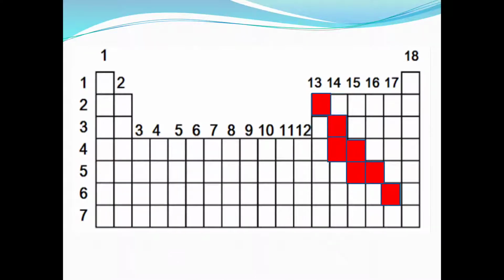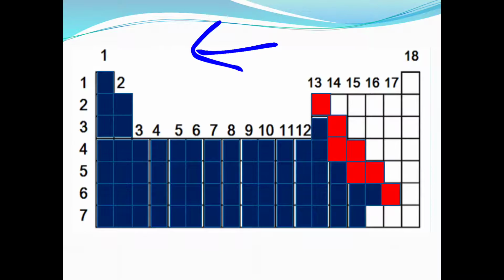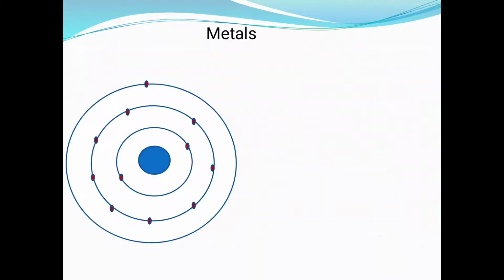So this is the portion where metalloids are present, and metalloids are the substances or elements which possess characteristics of both metals and non-metals. So to the left of this portion all the metals are present, and to the right of this exact portion all the non-metals are present. So these are the positions where metals, metalloids and non-metals are present in the modern periodic table. So let's start the discussion with metals.